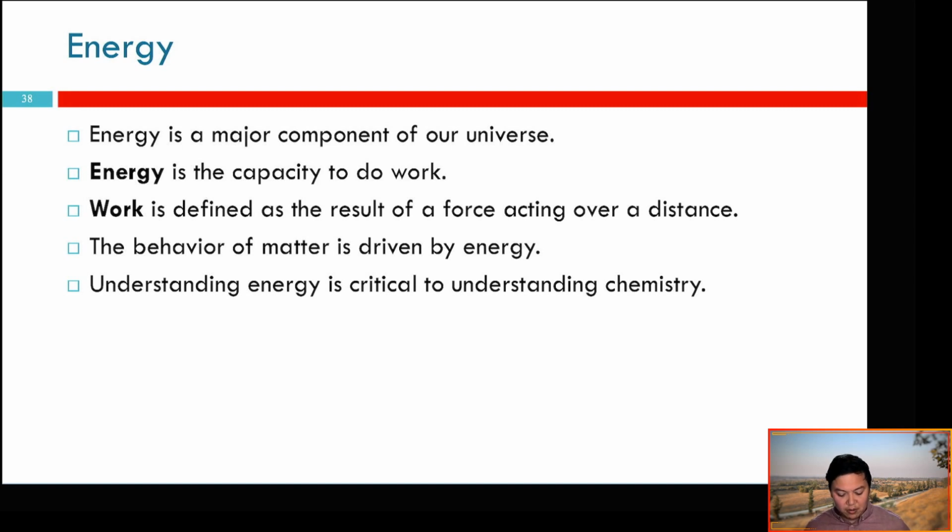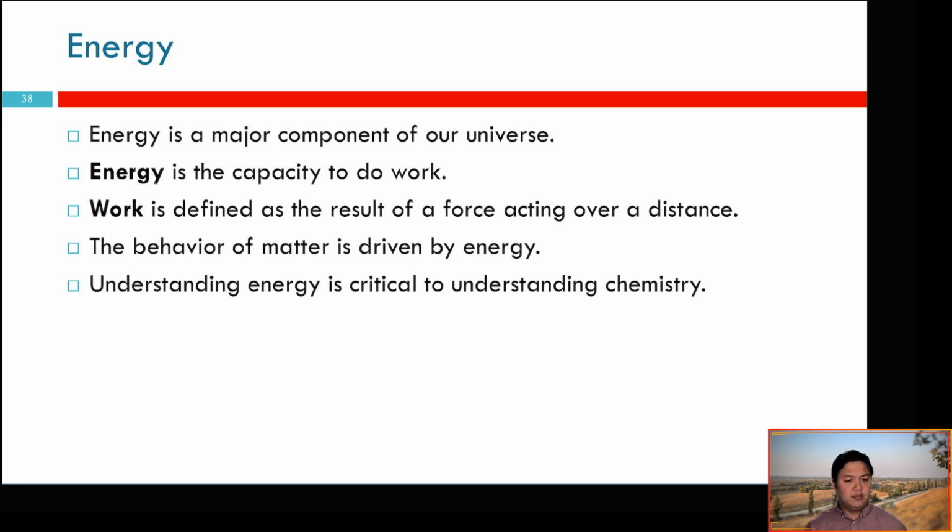Now, we've talked a lot about matter. We've talked about what things are, right? We've placed them into different categories. We've talked about them as homogeneous and heterogeneous. We've talked about chemical and physical properties, and chemical and physical changes. We now know what a reaction is. Energy is what makes all of these things happen. Energy is a major component of our universe, right? It's why things happen. Energy is the capacity to do work.